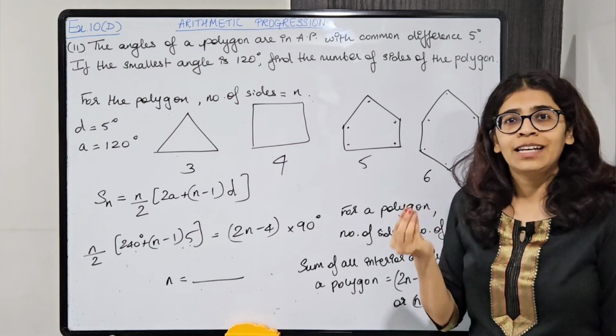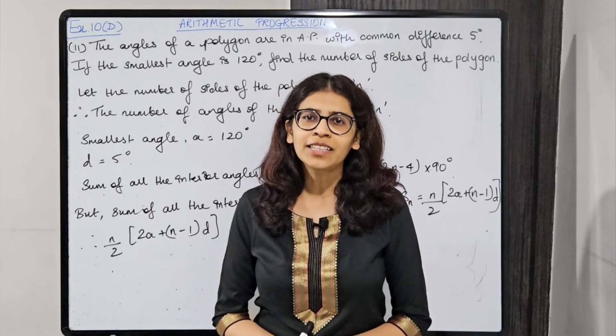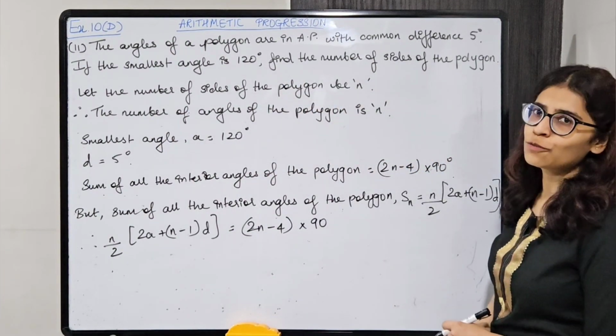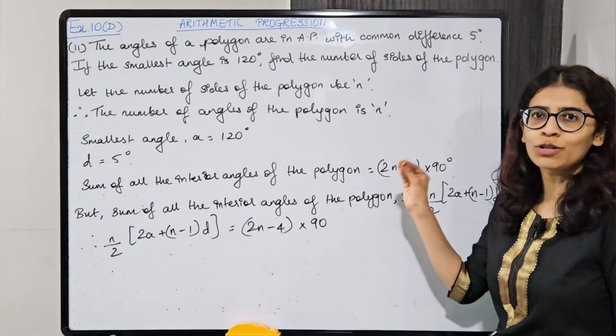Let us now see how to solve. Starting the solution with a few statements. Let the number of sides of the polygon be n, therefore the number of angles of the polygon will also be n.